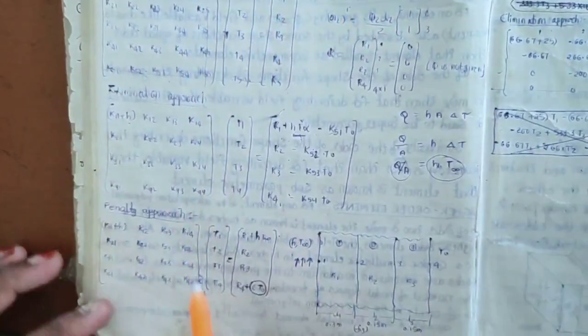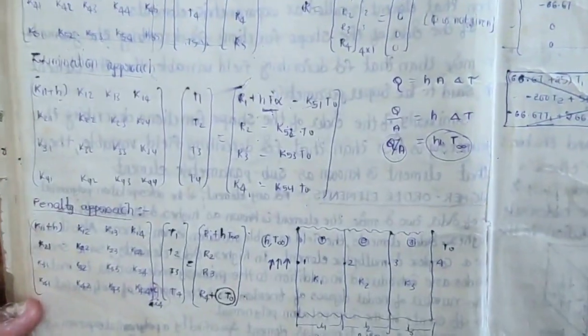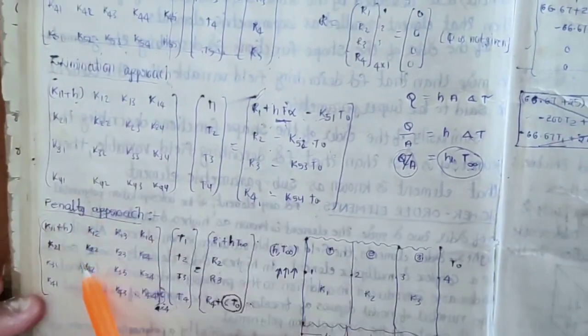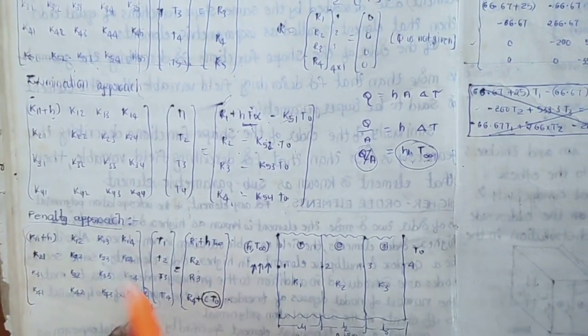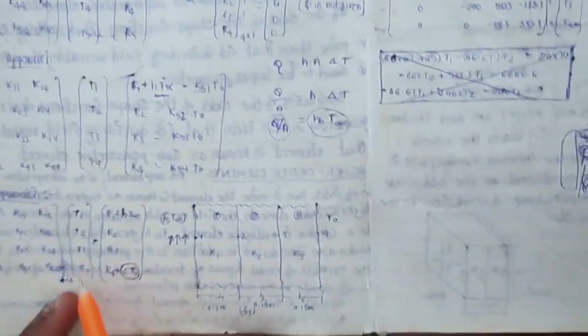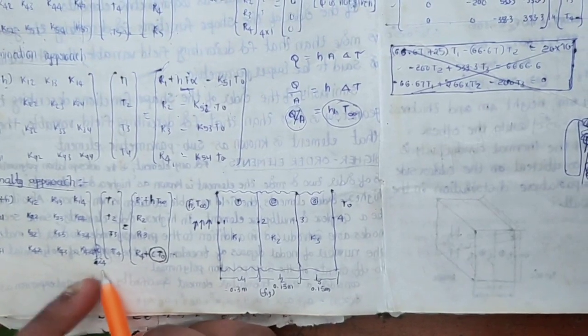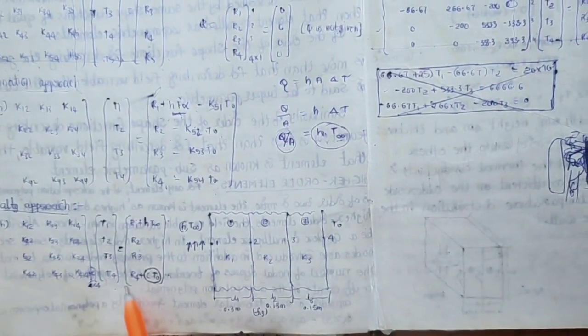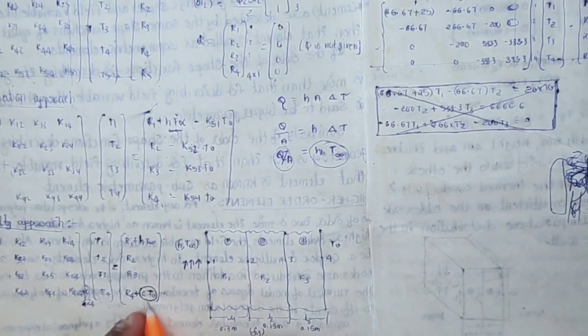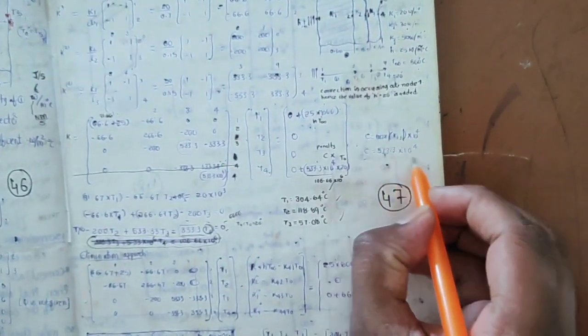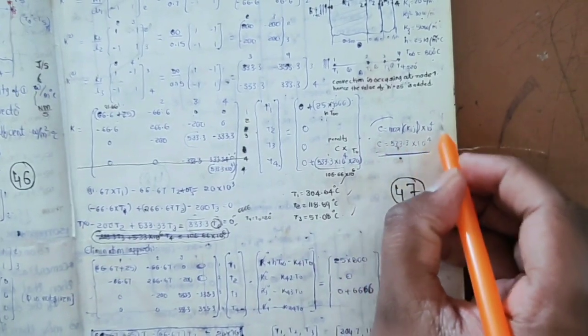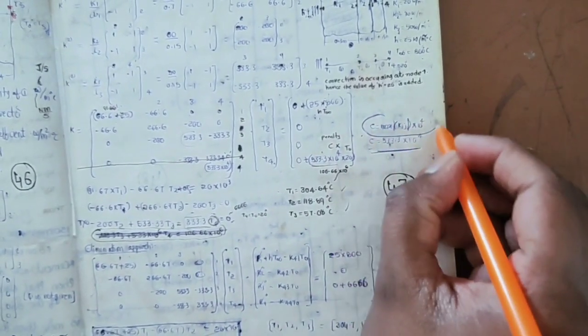Now we come to the penalty approach. This is similar to this one, but as you know, we discussed it for bar, beam and truss elements. In the penalty approach you have to take C, which is the maximum Kij into 10 power 4. What is C? C is equal to maximum Kij into 10 power 4. That's why you have to consider C.